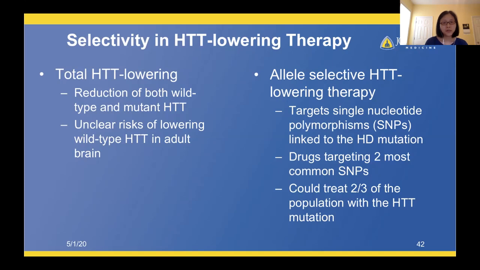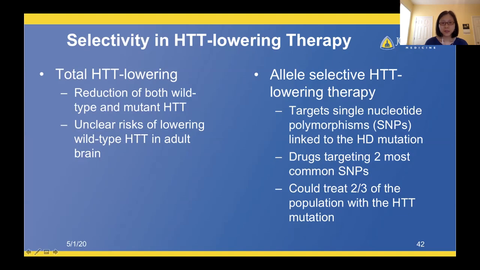Now, there are two types of ASOs that are being studied for HD right now, and one is a total huntingtin-lowering ASO, and the other is allele selective. So for total HTT-lowering ASO, you're reducing both the wild type and the mutant huntingtin, and therefore it's unclear right now how much lowering of wild type is okay in the adult brain. As I mentioned earlier, in the embryonic brain, wild type huntingtin is critical and essential, but there's no clear answer right now in terms of how much wild type we can eliminate in the adult brain.